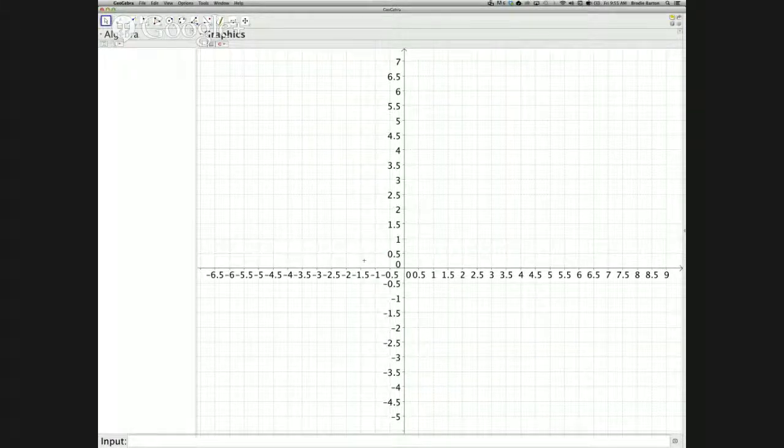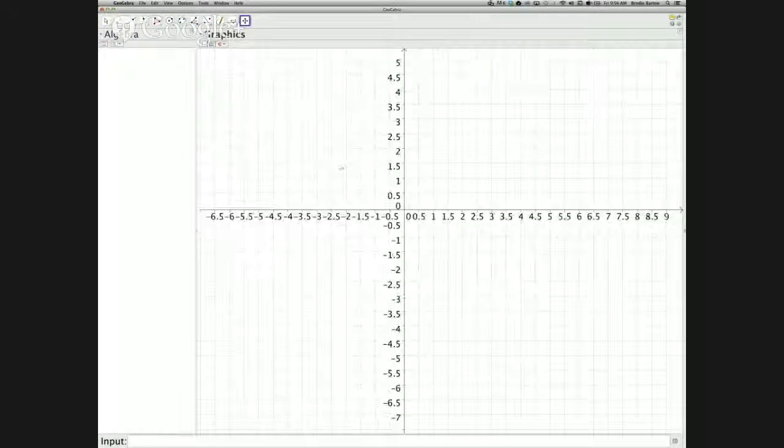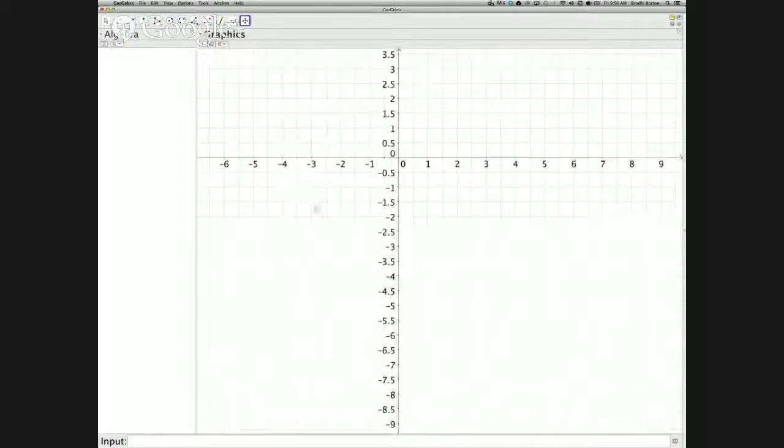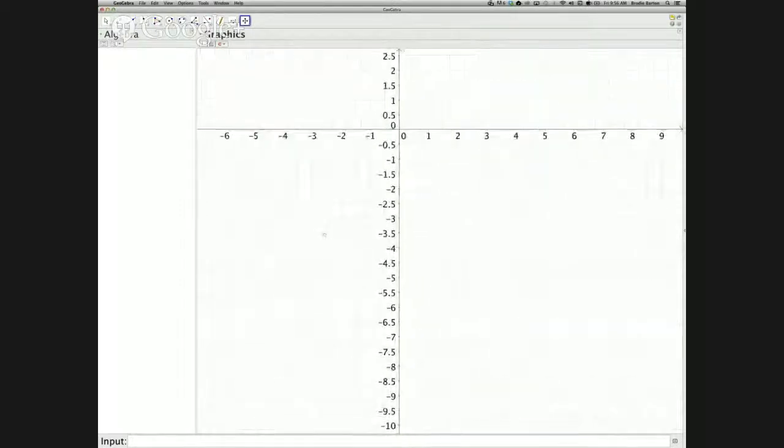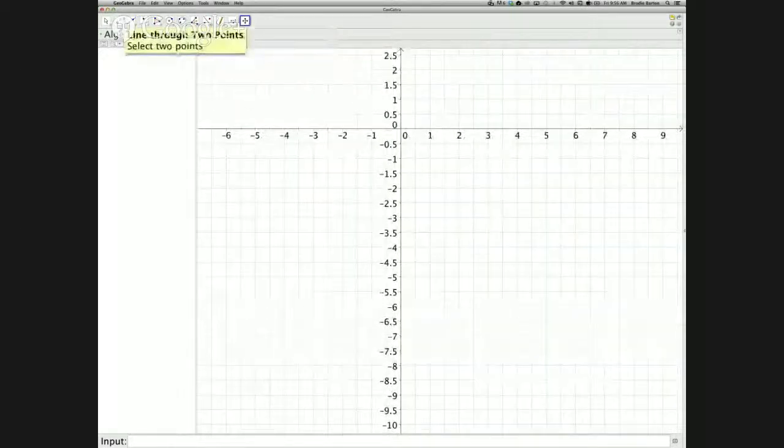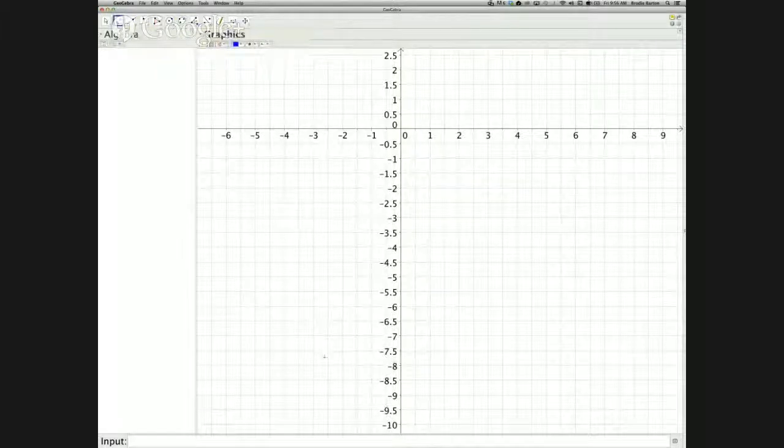Okay, my point is negative 3, negative 9, which I've got to move a little bit for. Okay, negative 3, negative 9. Okay, and I want my slope to be 5 over 4, and I want my other point to have a y value of negative 4.